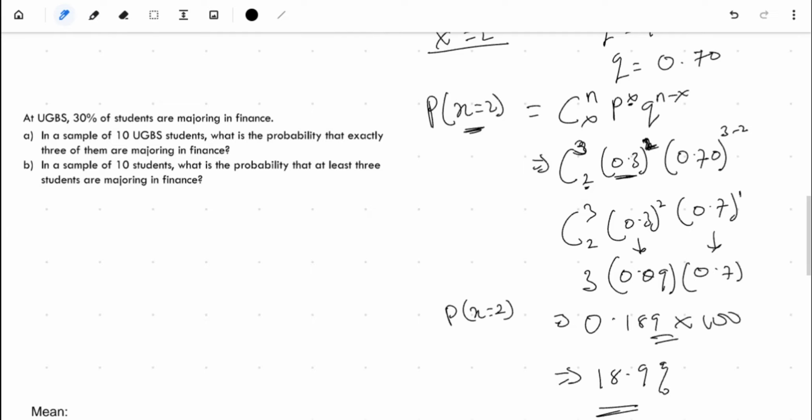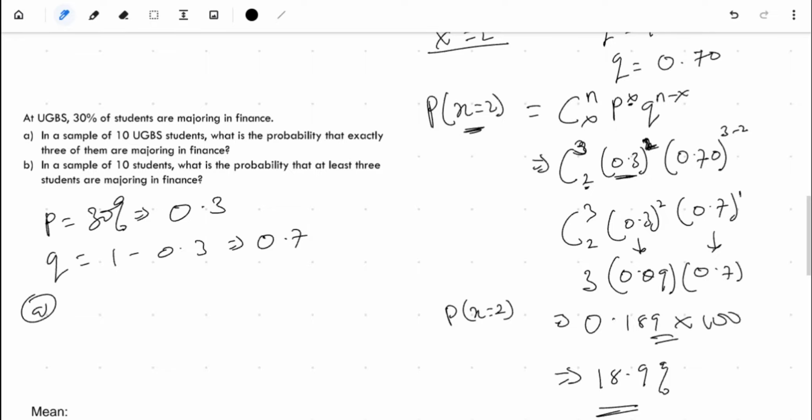The probability that 30% are majoring in finance becomes the success, so we represent it by our p. So p is 30%, which is also equal to 0.3. If you want those who are not majoring in finance, that's our failure, which will be 1 minus 0.3, right? Which will give us 0.7. So these are the ones that are not majoring.